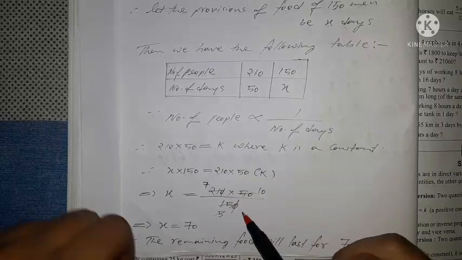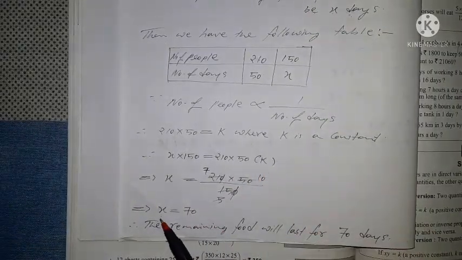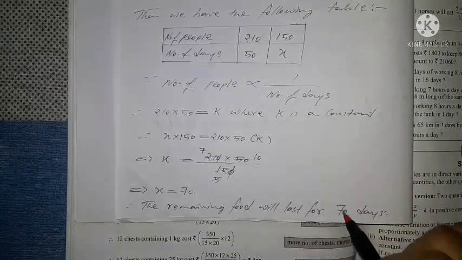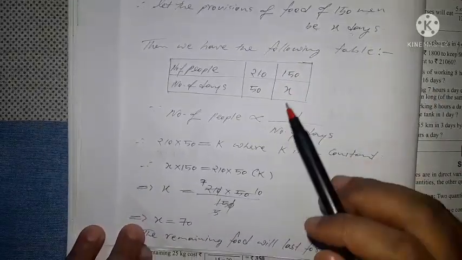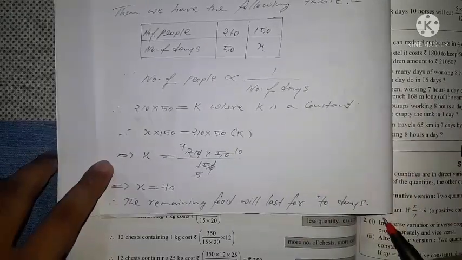We need to send this 150 to the other side. If we send 150 to the other side, after cancellation we will get the value of x as 70. That means the remaining food will last for 70 days. For 150 men, the food will last for 70 days. So this is the answer.